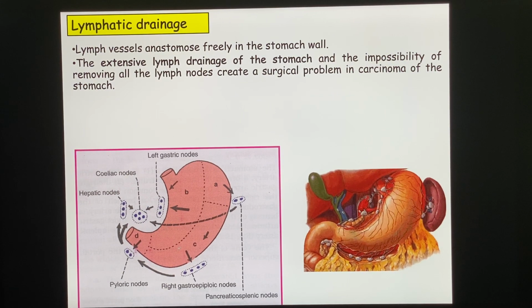Moving on to the lymphatic drainage of the stomach. Why is it important? Because you must have heard about cancer of the stomach, carcinoma of the stomach. Normally, it involves the lymph nodes. But if you look at the stomach, the lymph nodes are extensively placed around it, so it's very difficult to target just one lymph node. If one of them is involved, you can see it's spreading to all of these. This is why removing all the lymph nodes is very difficult in carcinoma of the stomach.